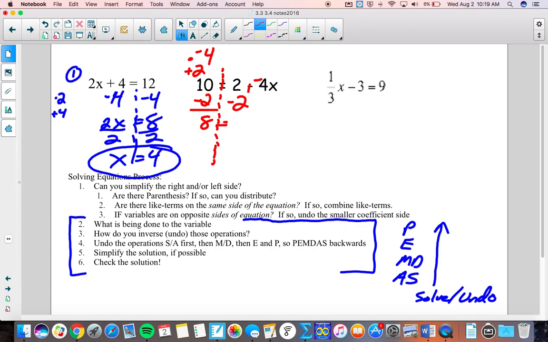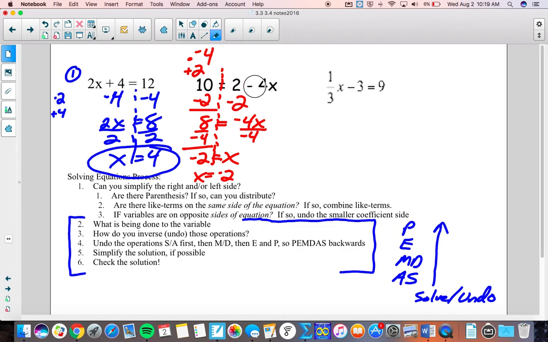So we get 8 equals negative 4x. We undo multiplying x by negative 4 by dividing by negative 4. So we get, boom, negative 2 equals x, or x equals negative 2. Let's substitute that back into the original equation to make sure that's correct. So we're saying that 10 is going to equal 2 minus 4 times negative 2.